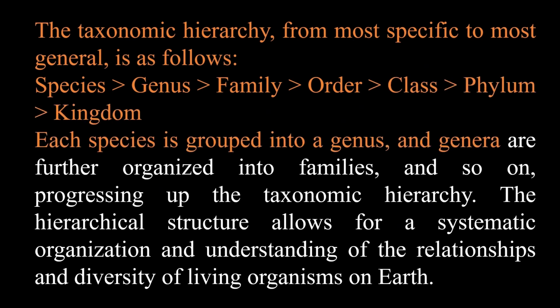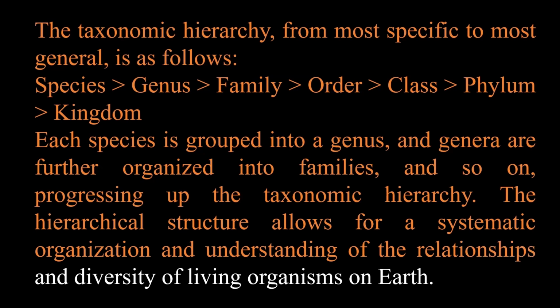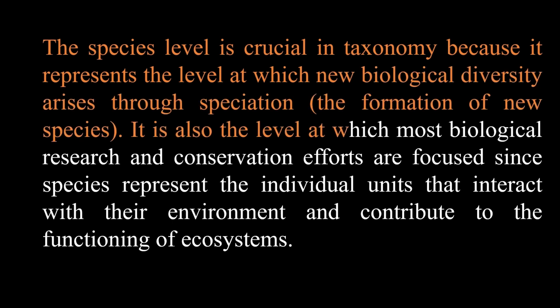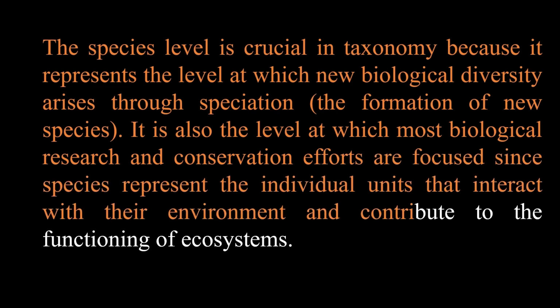Each species is grouped into a genus, and genera are further organized into families, and so on, progressing up the taxonomic hierarchy. The hierarchical structure allows for a systematic organization and understanding of the relationships and diversity of living organisms on Earth. The species level is crucial in taxonomy because it represents the level at which new biological diversity arises through speciation, the formation of new species. It is also the level at which most biological research and conservation efforts are focused, since species represent the individual units that interact with their environment and contribute to the functioning of ecosystems.